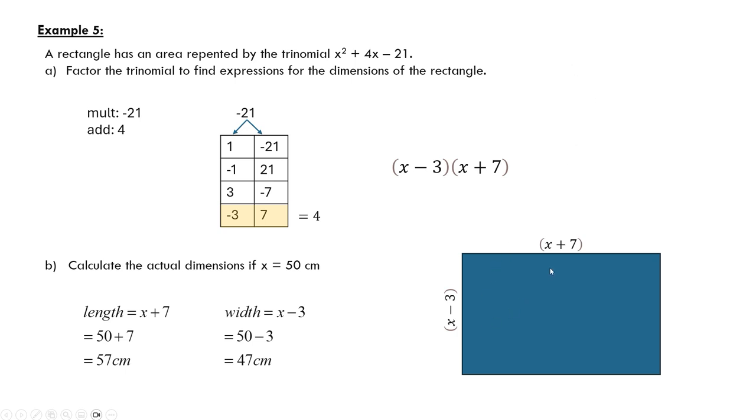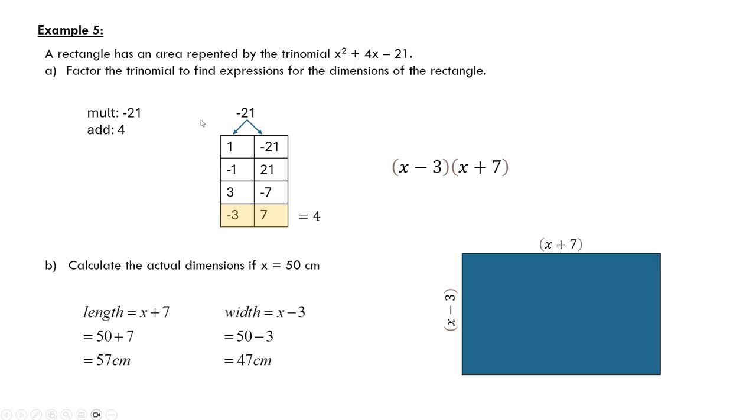Length times width. In this form right here, we don't have two terms that we can multiply together. But by factoring them, we will come up with two terms which can be multiplied together, one representing the length, one representing the width. So let's start by factoring it.